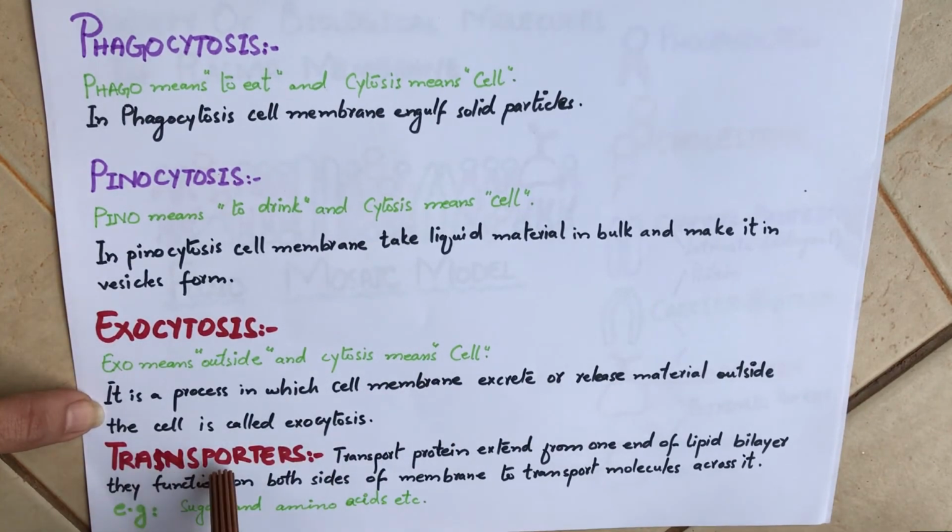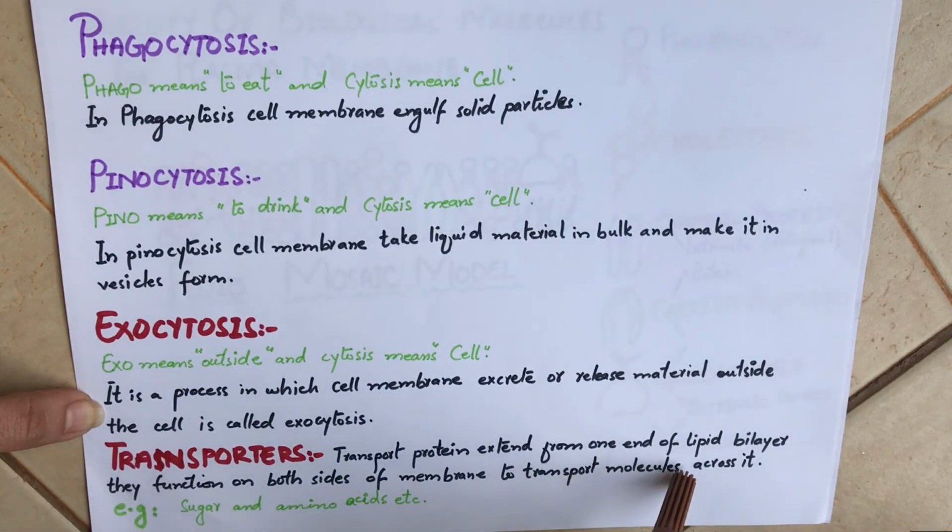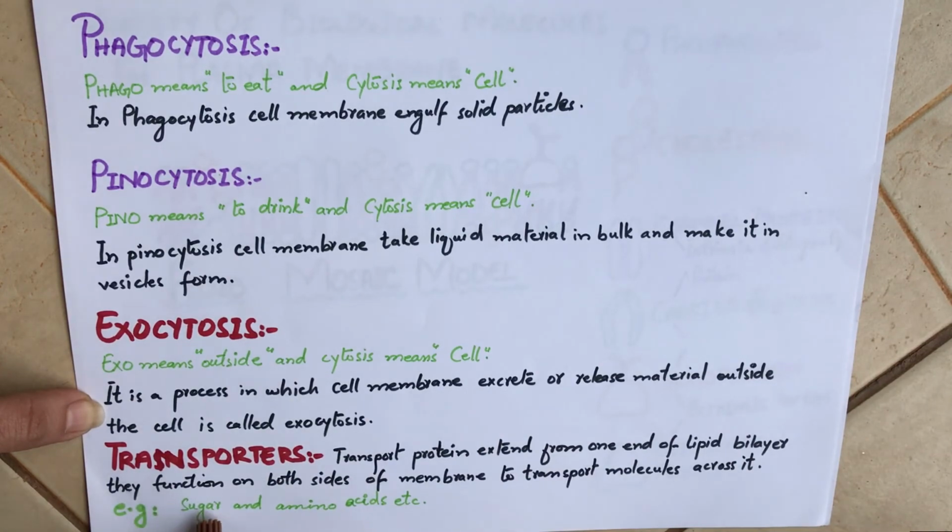The next is transporters. Transport proteins extend from one end of a lipid bilayer to the other. They function on both sides of a membrane to transport molecules across the membrane. Examples are sugars and amino acids, etc.